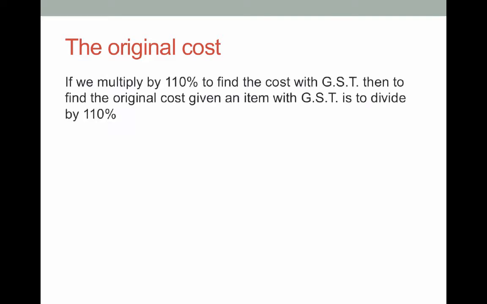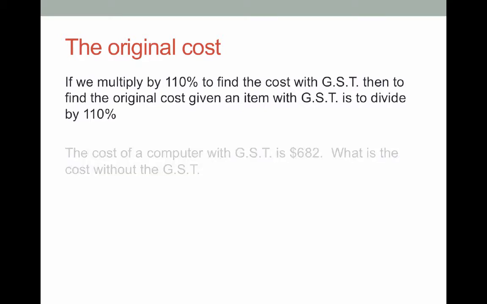Let's talk about the original cost, because this happens quite often. We'll pay for something and we'll wonder, what is the original cost of the item? Well, if we multiply by 110% to find the cost of something with a GST, then to find the original cost given an item with GST, we divide by 110%. What does that mean? Let's say the cost of a computer with GST is $682, and we want to find out what the original cost was without the GST.